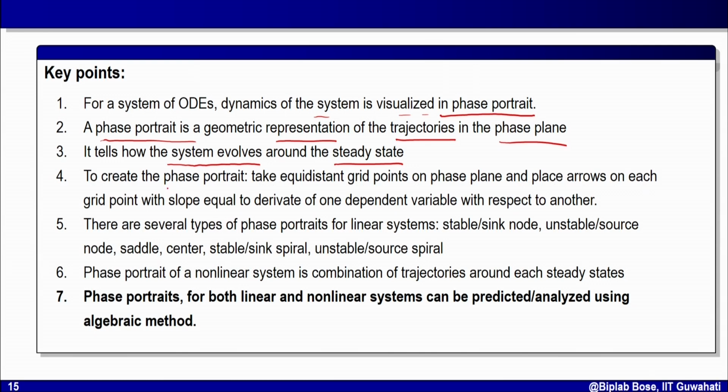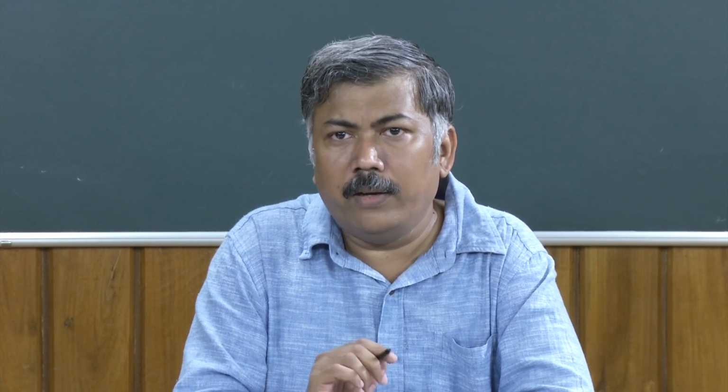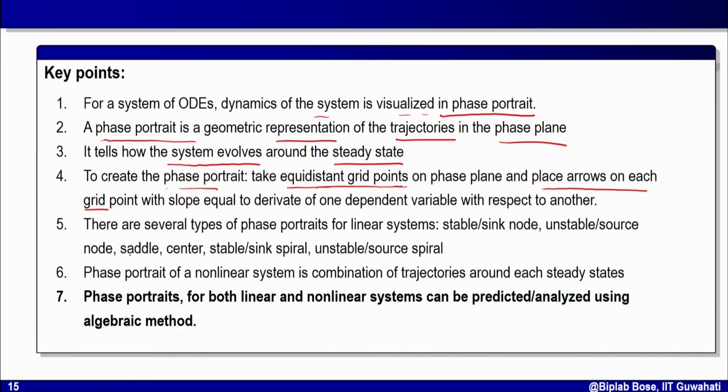To create the phase portrait, what I have to do? I have to divide the phase plane into equidistant grid points, and then I have to place arrows on each of these grid points, and the arrows will have slope equal to the derivative of one dependent variable with respect to the other one at that point. So if I am drawing the phase portrait in a y versus x plot, then I will have the slope equal to dy/dx.